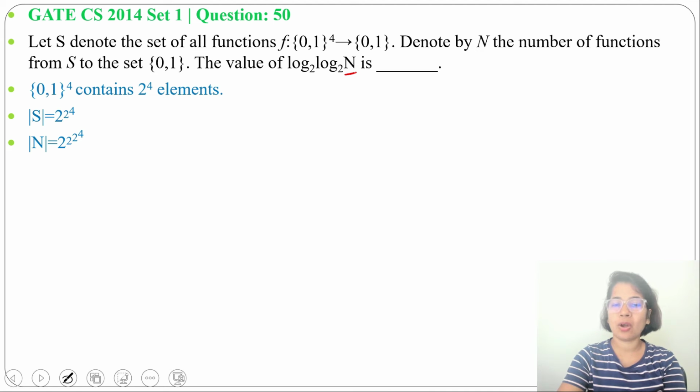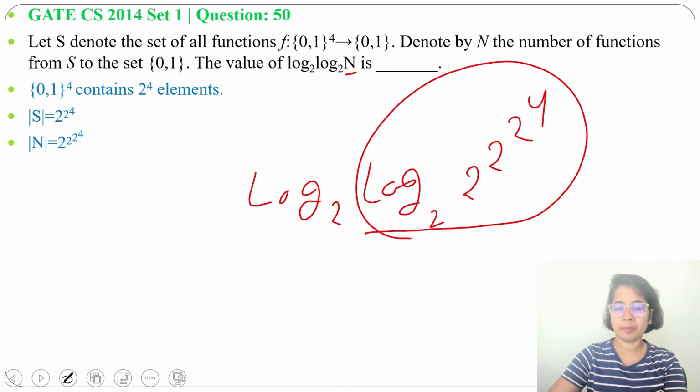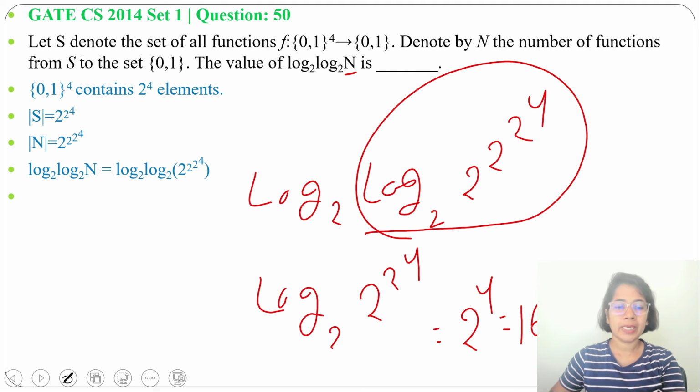Next we need to find log base 2 n. So log base 2 of 2 power 2 power 4. Now taking log base 2 of this, it will be 2 power 4. Again, log base 2 of this gives 2 power 4. And what is 2 power 4? It's 16. So the answer will be 16. The value of log base 2 n is 16.